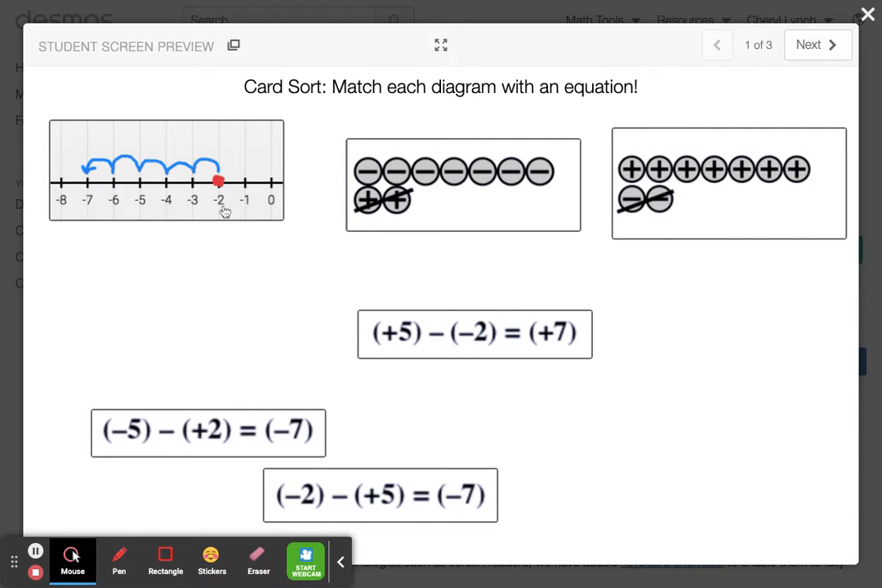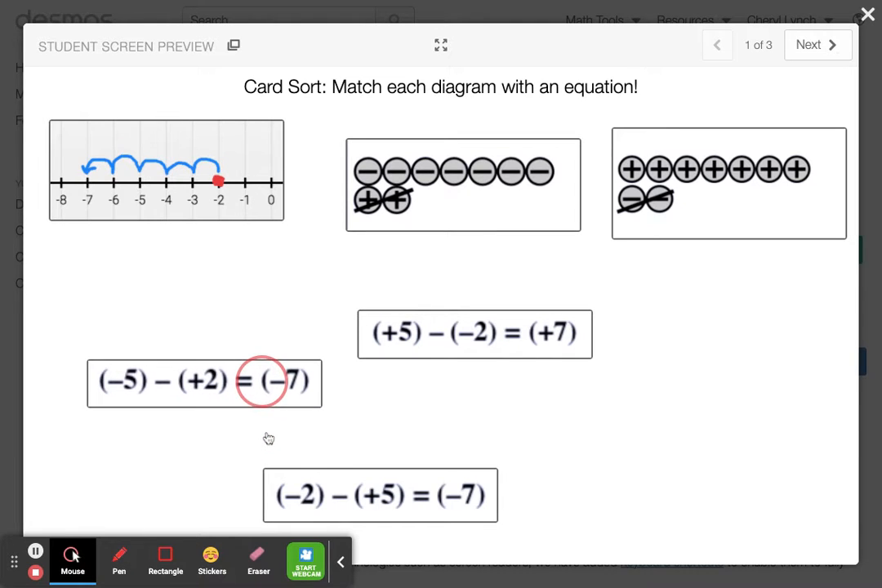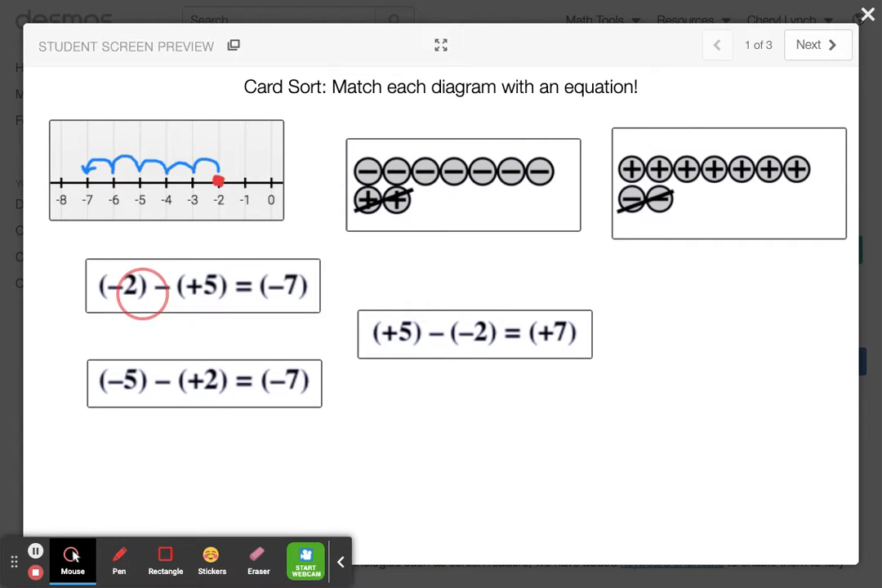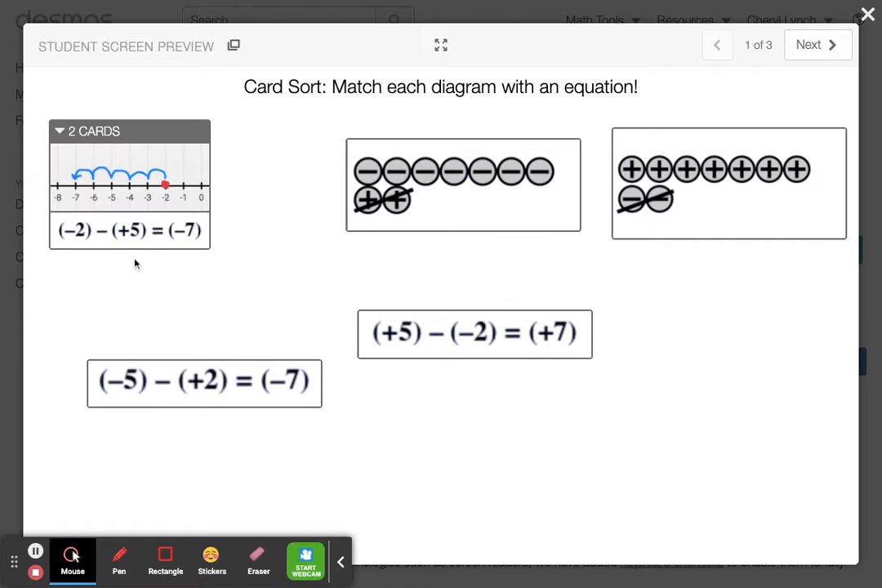On the first one, we're starting at -2, and then we are subtracting, and we end up at -7. So we know that it can either be this one or this one. Both of these end up at -7. But on here, we start at -2, and we are subtracting 5 positives. So that means we're going in the negative direction. 1, 2, 3, 4, 5. Make sure that they're clicked together.